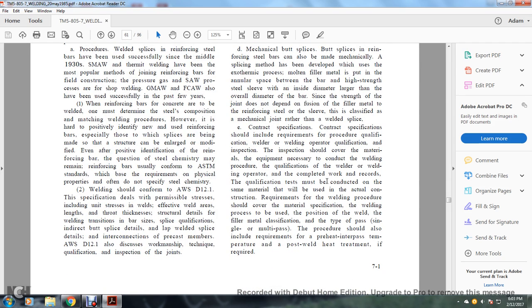E. Contract specification. Contract specifications should include the requirements of procedure qualification, welder and welding operator qualifications, and inspection. The inspection should cover the material, the equipment necessary to conduct the welding procedure, the qualification of the welder and welding operator, and the completed work with the records.